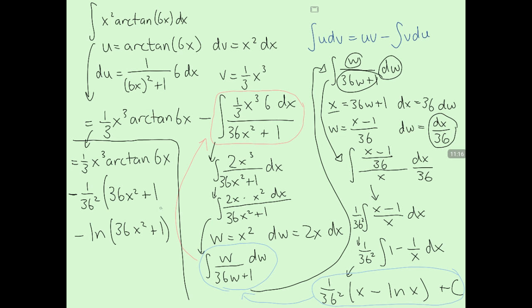Okay, so our final answer should be 1/3 x cubed arctan of 6x minus 1 over 36 squared times 36x squared plus 1 minus ln of 36x squared plus 1 plus c. So in here we're actually subtracting it, but our c is just any constant. It doesn't really matter. It's a constant of integration.